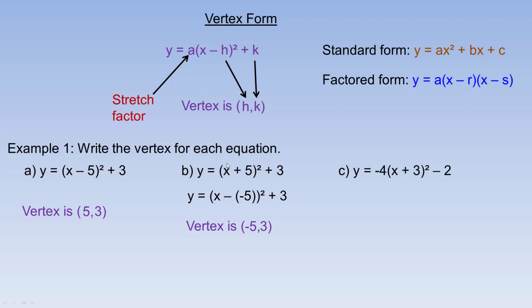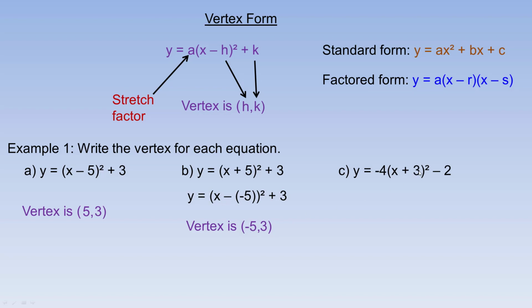So when you see a plus in the middle here, you have to think of it as, what am I actually subtracting from x here? So it's actually the opposite of this number, so it would be negative 5. See right here, it's 5 that you're subtracting from x, so 5 is the x-coordinate. So it's negative 5 you're subtracting from x here, so negative 5 is the x-coordinate.